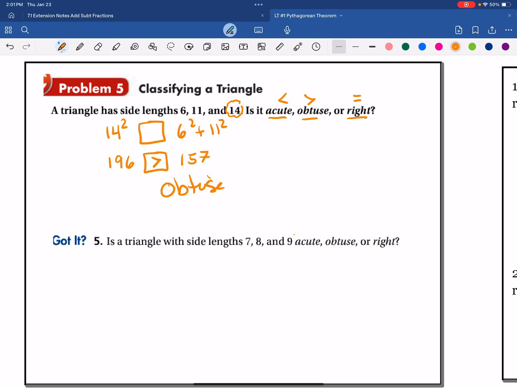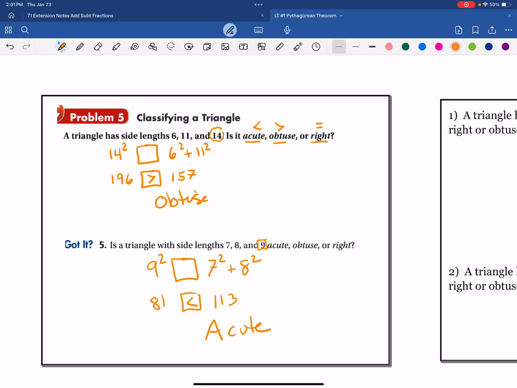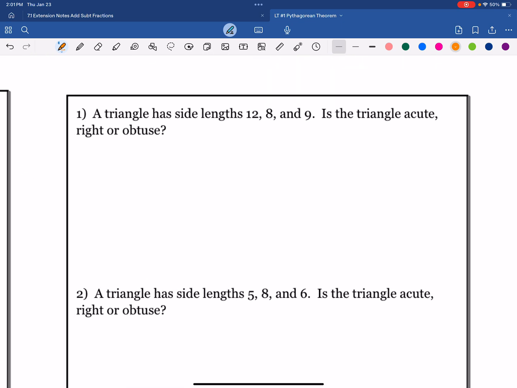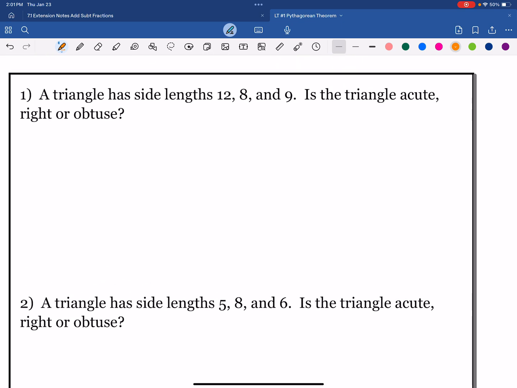On 7, 8, and 9, 9 would be the hypotenuse. So I'm going to analyze 9 squared. And how does that relate to 7 squared plus 8 squared? Well, 9 squared is 81. 7 squared plus 8 squared is 113. So 81 is less than, giving us an acute triangle because C squared is less than A squared plus B squared. All right, pause the movie, try both 1 and 2, and press play when you are finished.